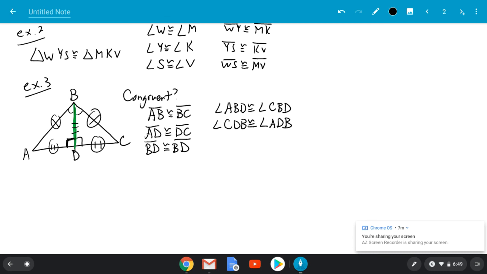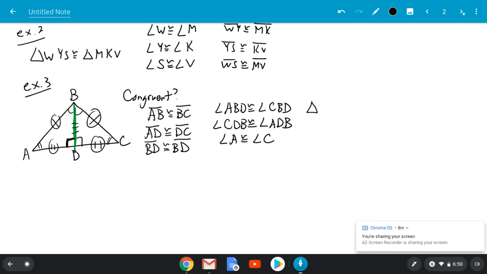Well, the short answer is yes, these two are congruent, because if you recall back when you first learned about isosceles triangles, because yes, this is an isosceles triangle, the base angles here are congruent. So angle A is congruent to angle C. So therefore, everything matched up here. 3 pairs of angles, 3 pairs of sides. So we could say, yes, they are congruent.